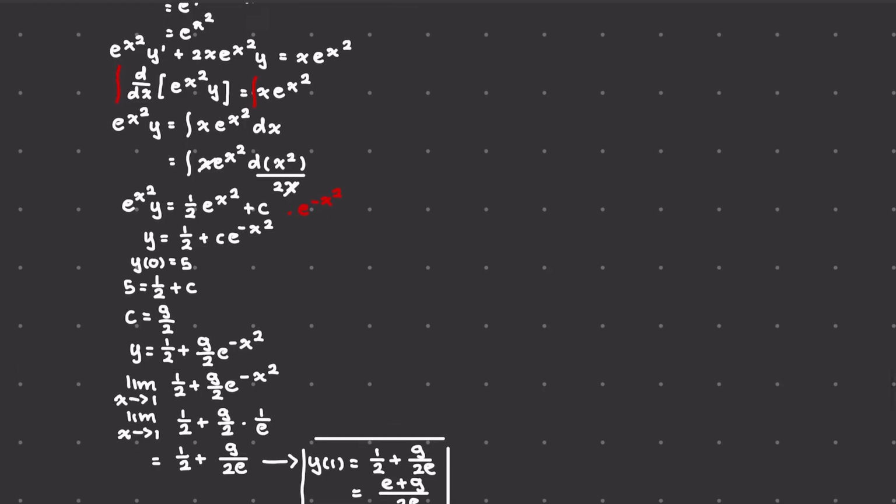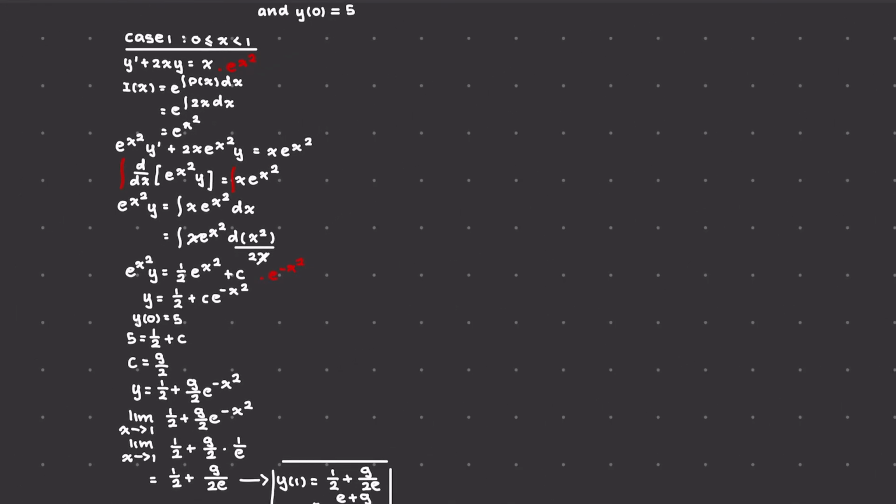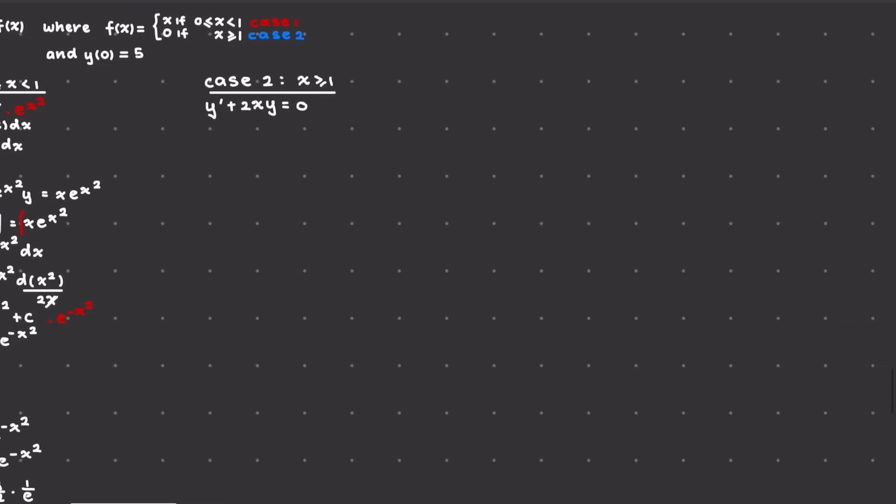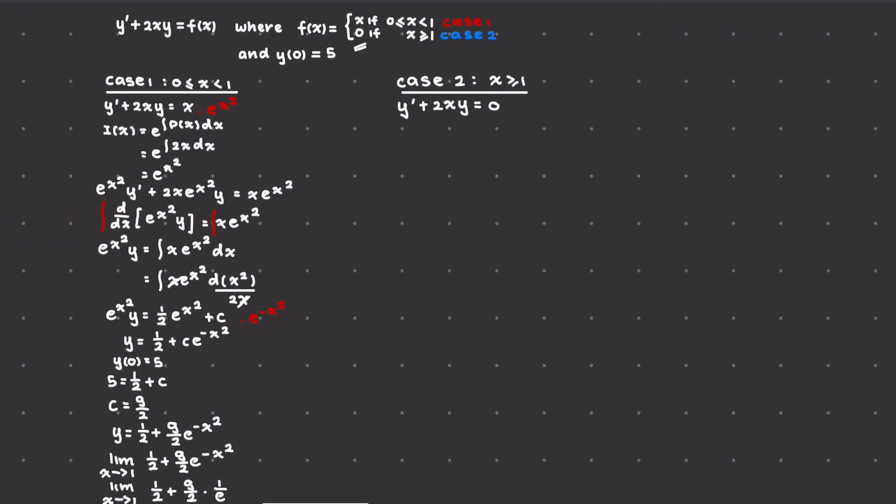Okay, so here we're gonna do case 2 on the right hand side like the previous example. I want you all to see all of the steps that I'm gonna do for solving case 1 and case 2 side by side to make it clear. So we know our differential equation is the same, y prime plus 2xy equals to, it's not x but it's 0 for our f of x for our case 2 right here.